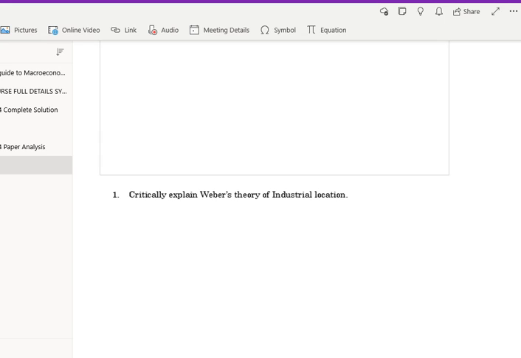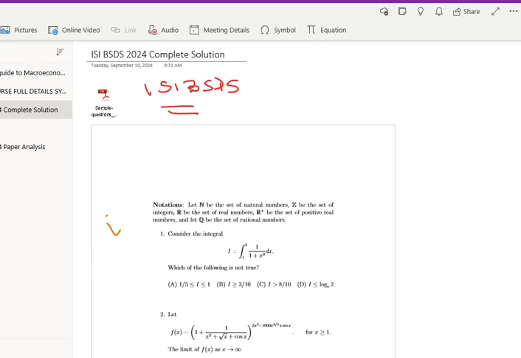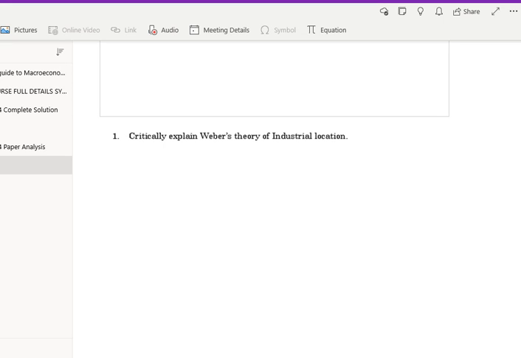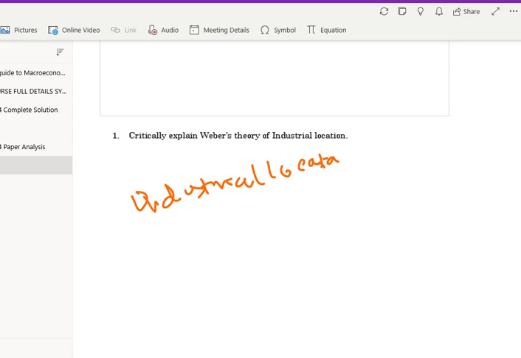So first question is about what? You have to critically examine Weber's theory of industrial location. So first let me tell you what Weber's theory is about. Weber's theory was introduced on industrial location. What is it about? Industrial location. Okay, so here it's a foundational concept.